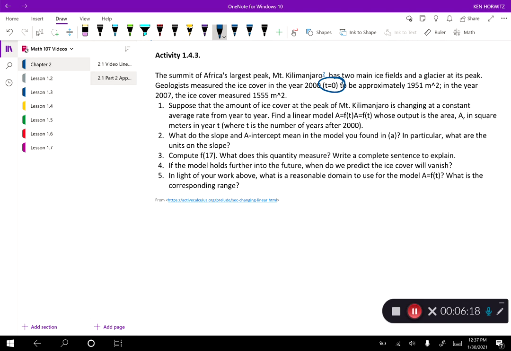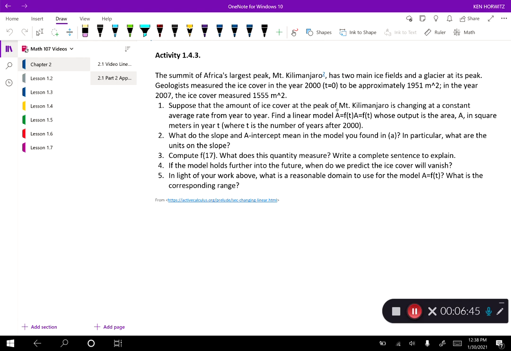All right, so in t equals 0, we have 1,951 meters squared. In the year 2007, we have 1,555 meters squared. All right, so then there's 5 parts, and we'll go through each one of these parts separately in an effort to keep this well organized. All right, so there we go.